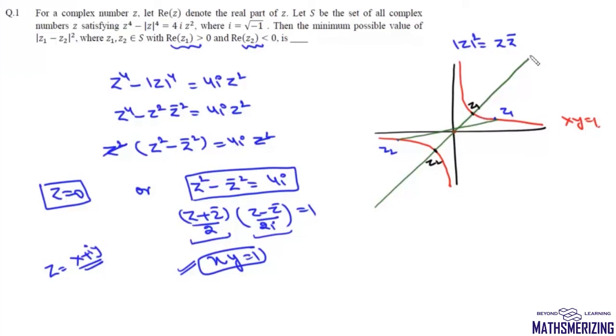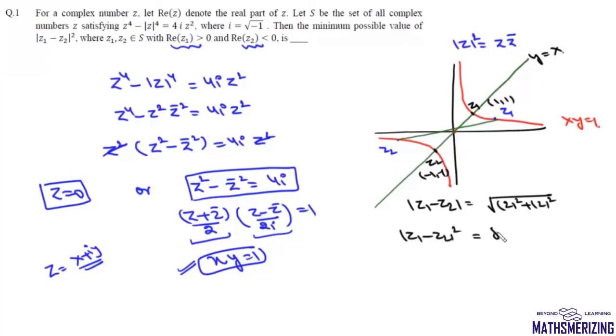Now we know that the transverse axis of the rectangular hyperbola is y equals x. So we'll put y as x. We'll get this point as (1, 1) and this other point as (−1, −1). So we'll find |z1 − z2|. |z1 − z2| will be under root of 2 square plus 2 square. So |z1 − z2| whole square will be equal to 8. So the minimum possible value of |z1 − z2| square will be 8, and that is the answer to this question.